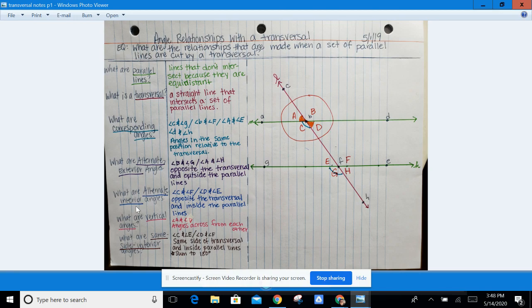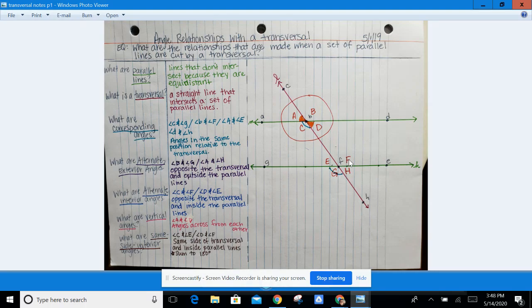Then we have B and G, and that's it. So that's what we have here. Okay. Alternate interior angles are opposite sides of the transversal, inside the parallel lines. The only four angles that are inside are C, D, E, and F.